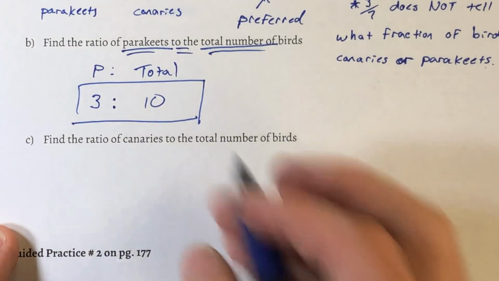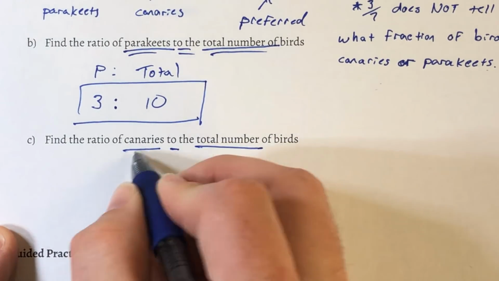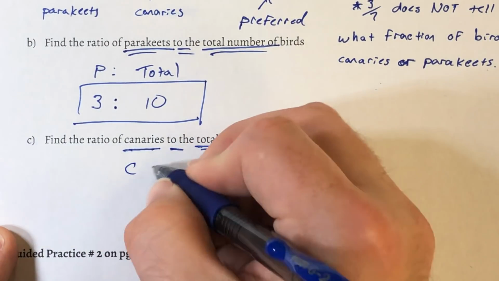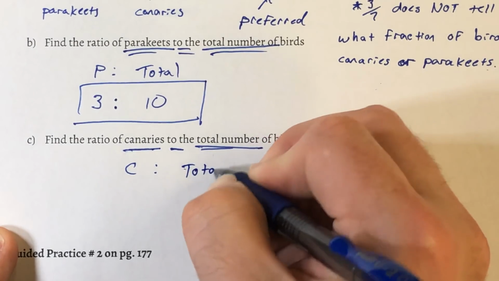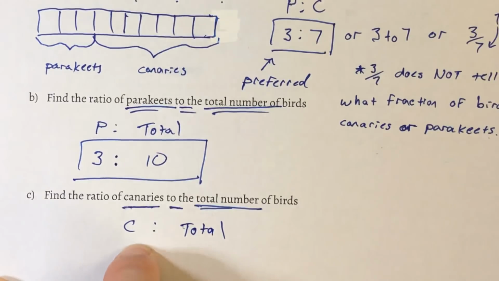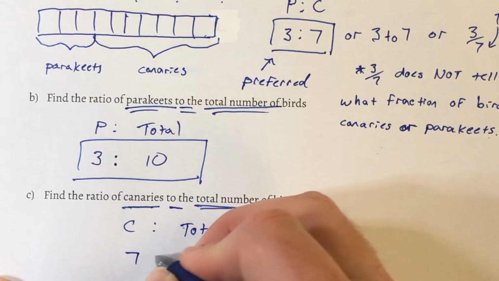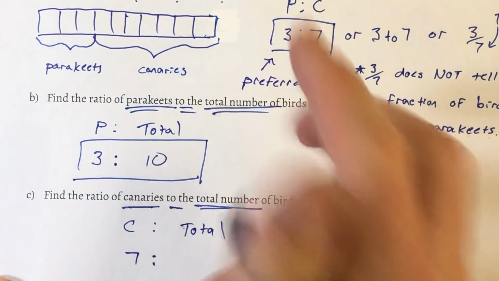Find the ratio of canaries to total. Canaries to total. In that order. So canaries, 7. The total, there's 10 birds total.